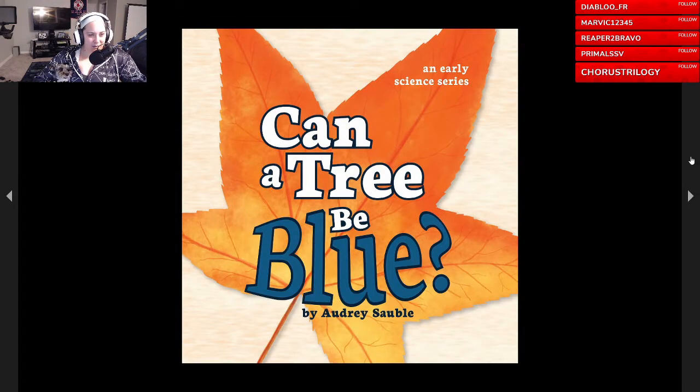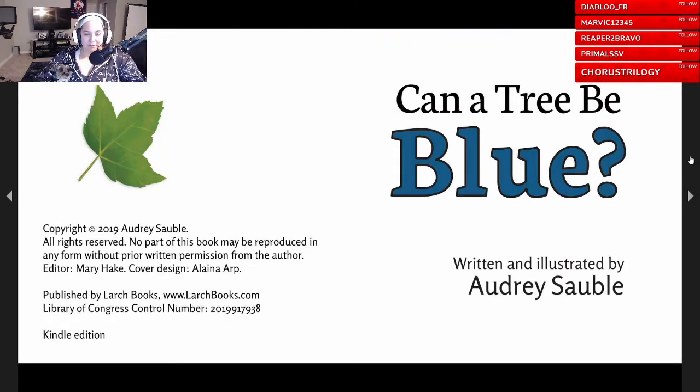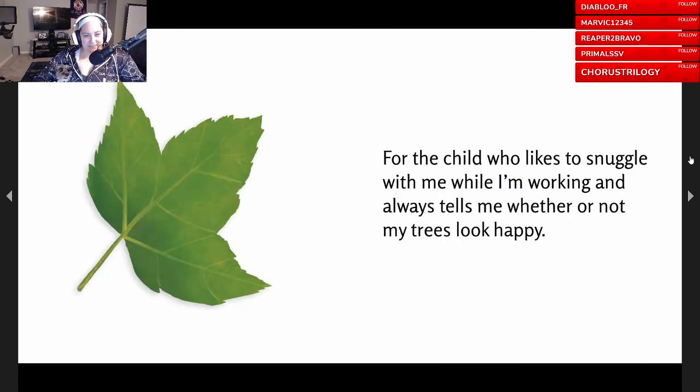Can a tree be blue? For the child who likes to snuggle with me while I'm working and always tells me whether or not my trees look happy.